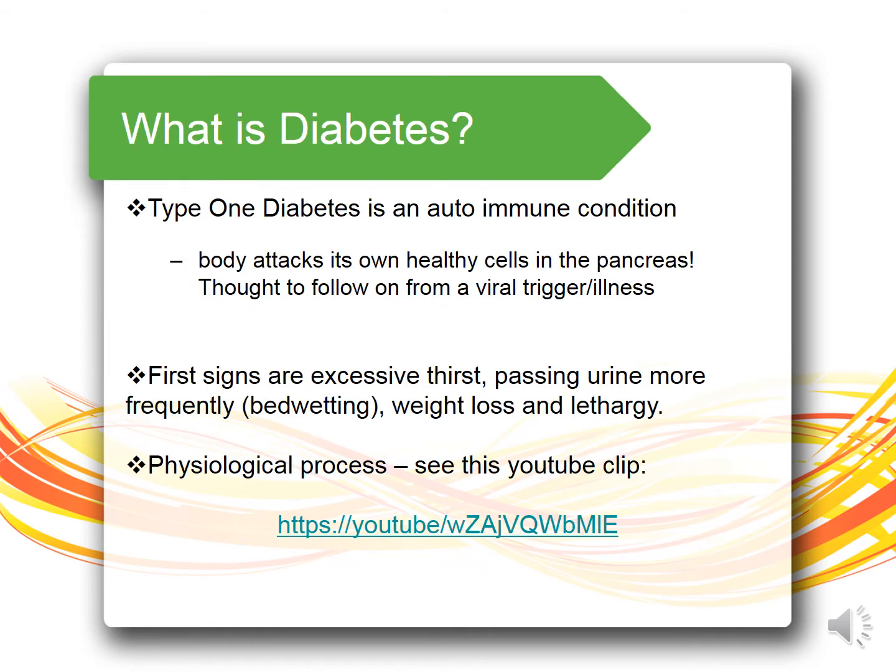What is diabetes? Type 1 diabetes is an autoimmune condition. This means that the body attacks its own healthy cells in the pancreas, and it is thought to have followed on from a viral illness. The first signs are usually excessive thirst, passing urine more frequently, weight loss, and lethargy. To help understand the physiological process, see this excellent YouTube clip from Diabetes UK.